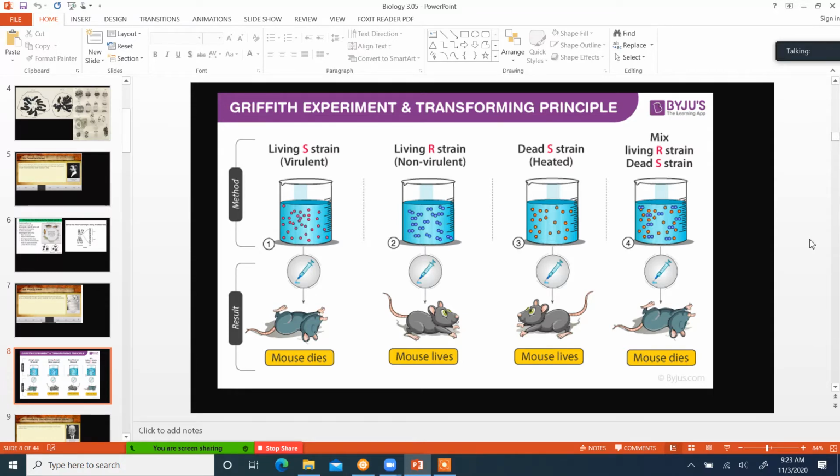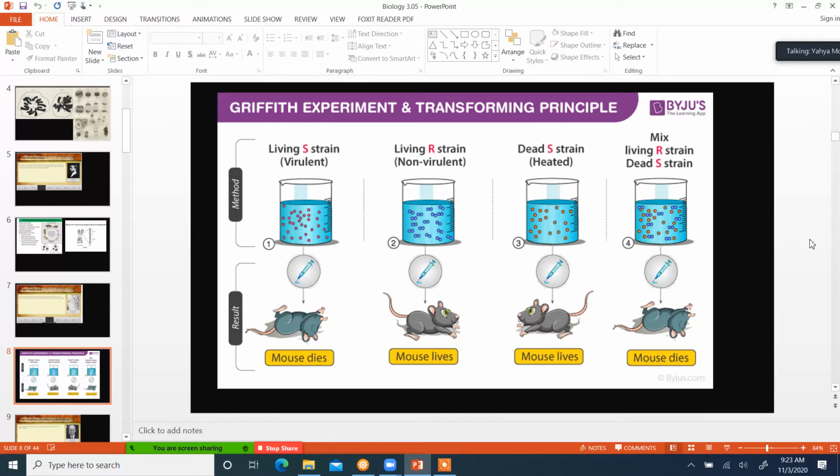Okay, before that, I have a question. What's the living S strain? S and R are just random names. S is the dangerous bacteria. R is the non-dangerous bacteria. We could call them X and Y, it doesn't matter. S is the dangerous one, R is the non-dangerous one.